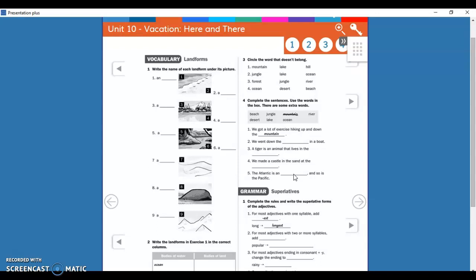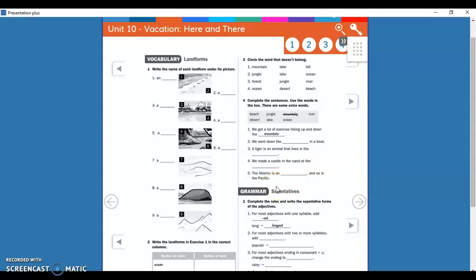It says, we got a lot of exercise hiking up and down the mountain. That's the example. We went down there in a boat. En un bote. A tiger is an animal that lives in the... ¿Dónde vive el tiger? We made a castle in the Sahara de... Un castillo. Where can we build a castle? The Atlantic is an... And so is the Pacific. Estamos hablando de Atlantic and Pacific. ¿Qué son esas dos cosas?